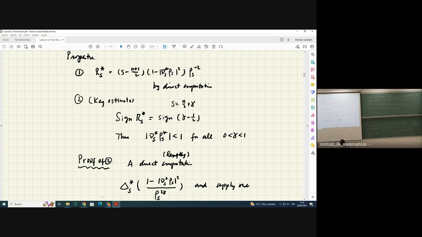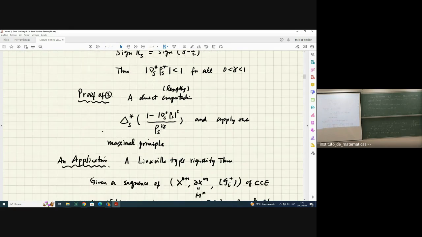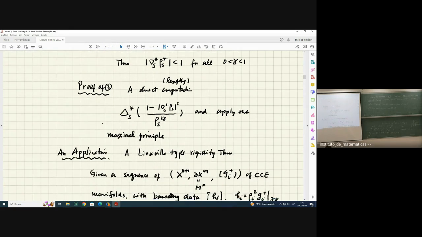And I also want to say a word about the proof. I think Sanho Li worked on trying to prove this and tried various approaches. And eventually what he did is he computed the Laplacian of this ratio, 1 minus the gradient of the distance squared divided by rho to the 2 gamma power, and explicitly computed that, and then used the maximum principle. So this is a direct computation.